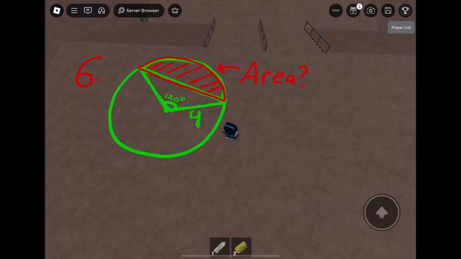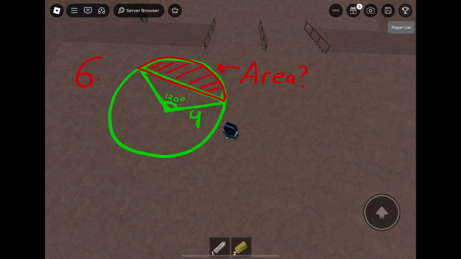This is the hardest problem of the day. In this problem, I've given you that the radius of the circle is 4, the central angle is 120 degrees, and I want you to find the area that I've shaded in red. Well, that seems like kind of a strange shape to find because it's not exactly the total sector. So how can we find the area of this shape?